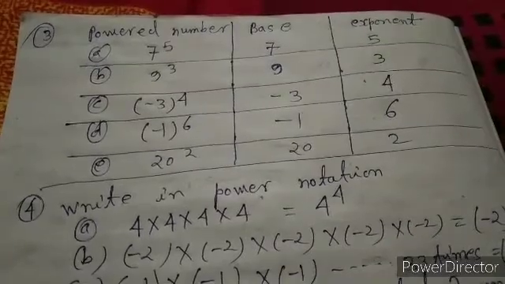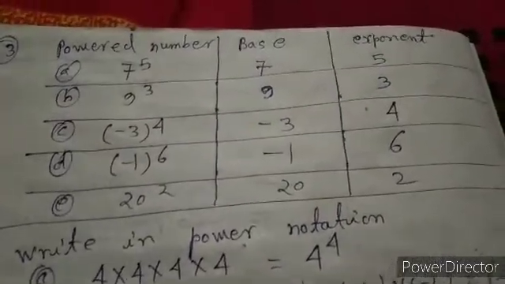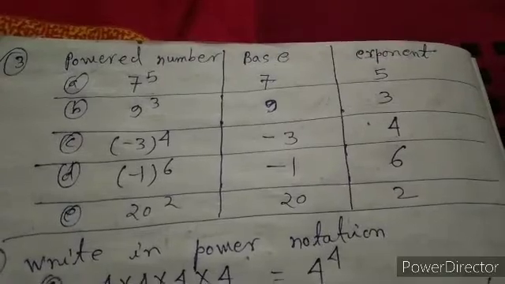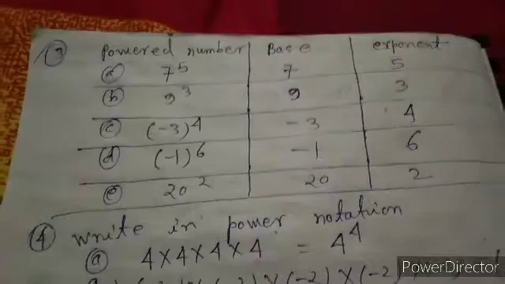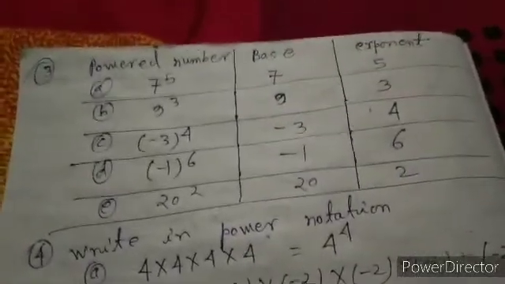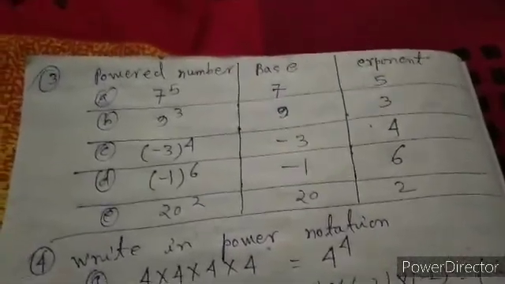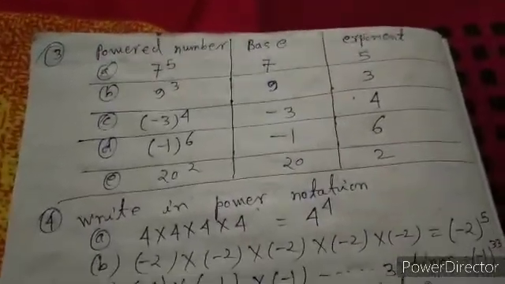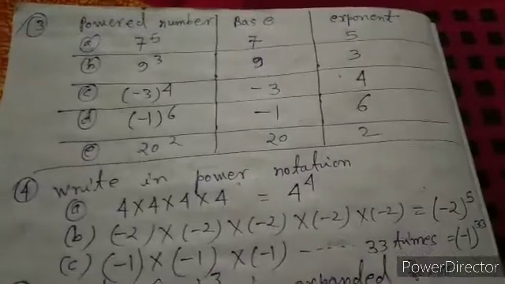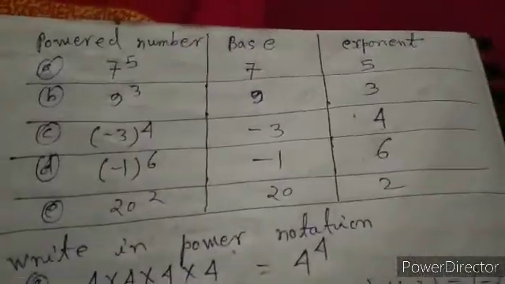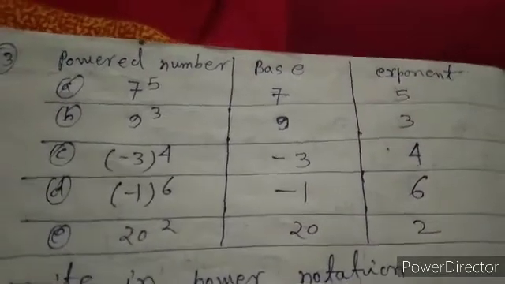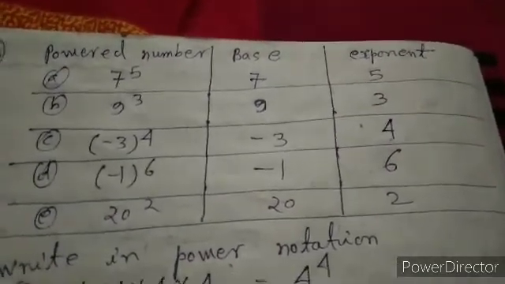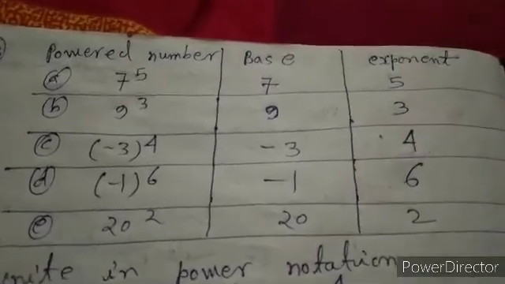The table given in question 3 shows 3 columns: powered numbers, base and exponent. Here we observe that in A, 7 to the power 5 is the powered number, 7 is the base and 5 is the exponent. In B, 9 to the power 3: here the base is 9 and 3 is the exponent or power. C, minus 3 to the power 4: here minus 3 is the base and 4 is the exponent or power.